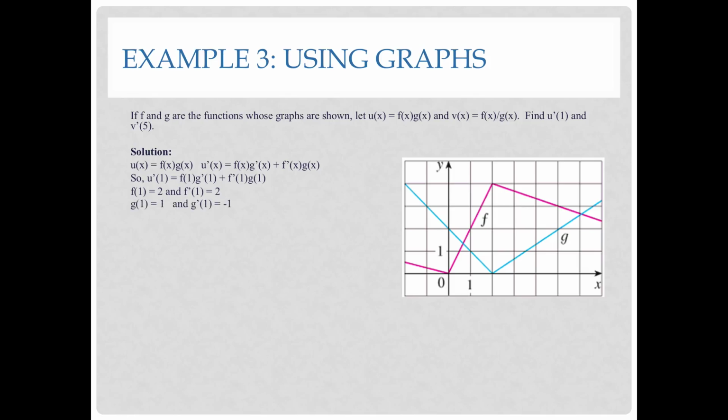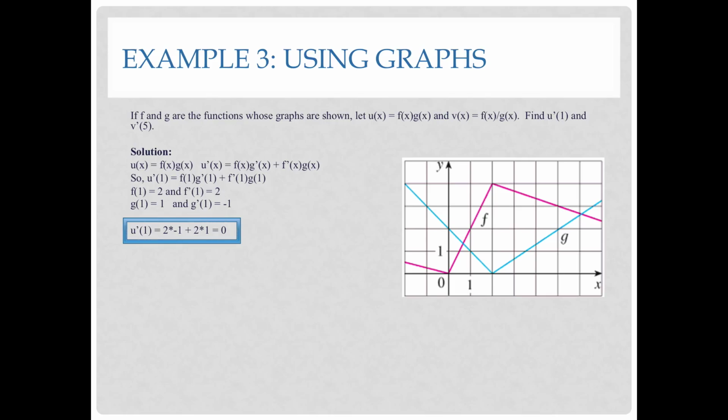And now again for g of x, we know g of 1 is 1. We have g here. G of 1 is 1. G prime of 1 is negative 1. Rise over run, it goes down 1 and to the right 1. So we know the slope is negative. And once we plug those values into the product rule, you get u prime of 1 equals 2 times negative 1 plus 2 times 1, which equals 0.